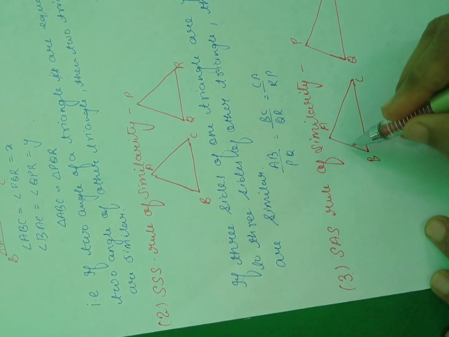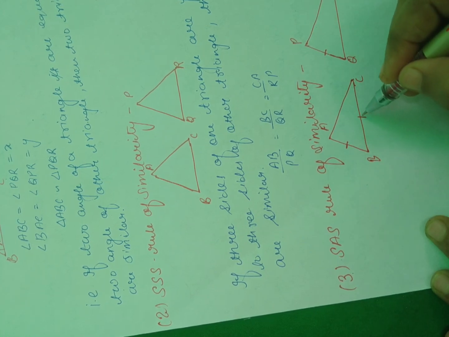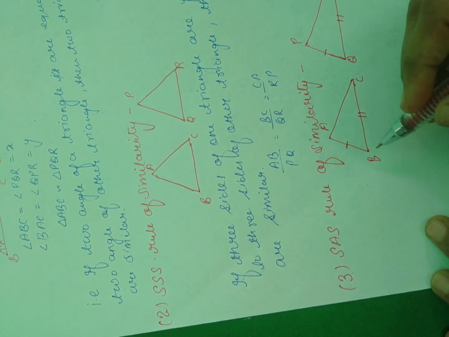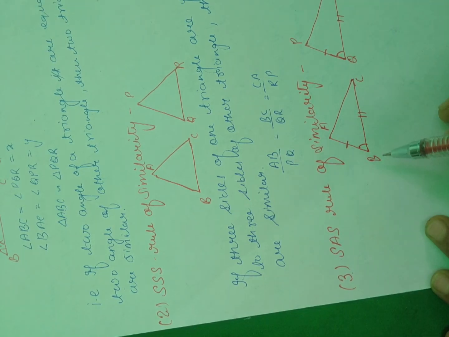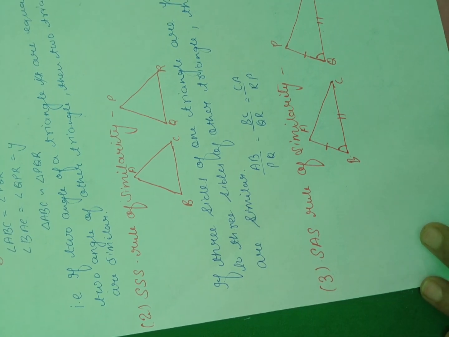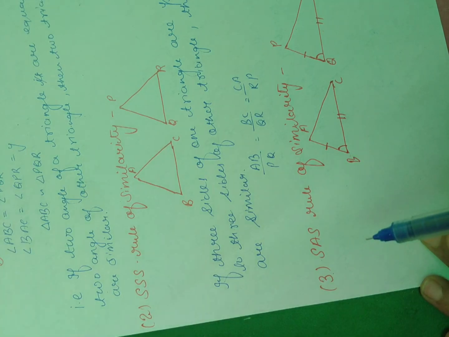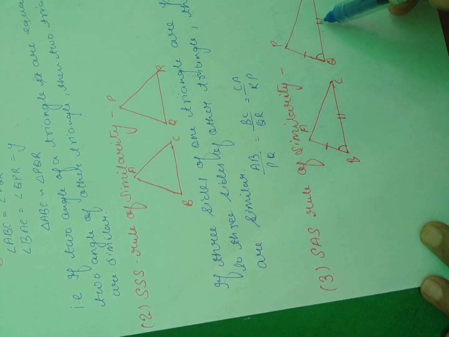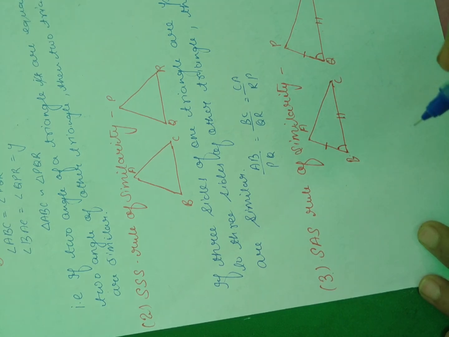In this, this side is proportional to this side and this side is proportional to this side, and this angle is equal to this angle, angle B equal to angle Q, and this is the included angle of the two sides. So what will the definition become? If the two sides and the included angle of one triangle are equal to two sides and the included angle of the other triangle, then the two triangles will be similar, right?